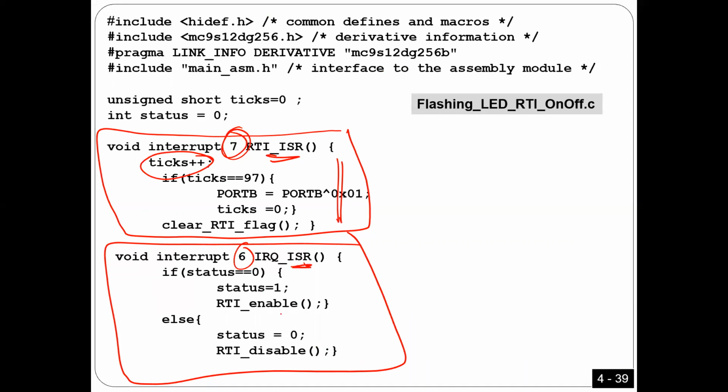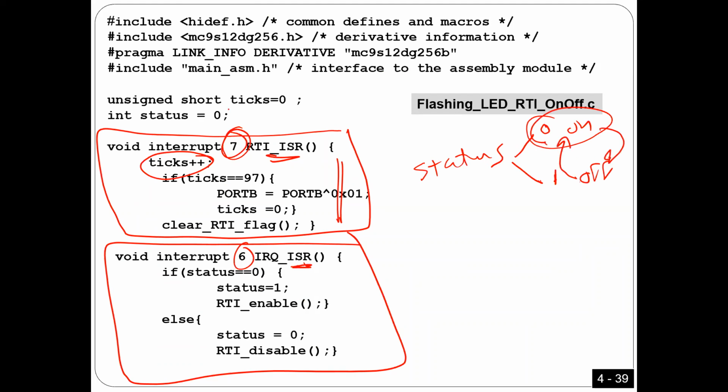The way I did it here in C language is, I created a variable called status. This variable should have one of two values, either 0 or 1. 0, for example, means on, 1 means off. This is for RTI. So what I'm doing is that if RTI is on, I'm gonna make it off. If it is off, I'm gonna make it on. That's what I did here.